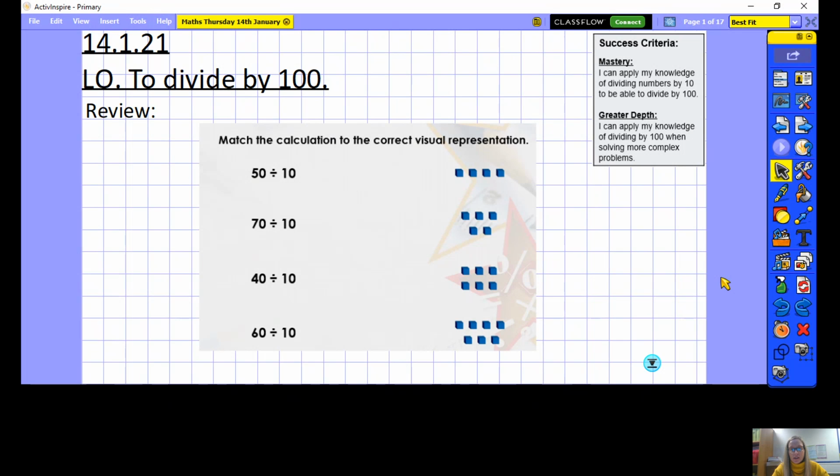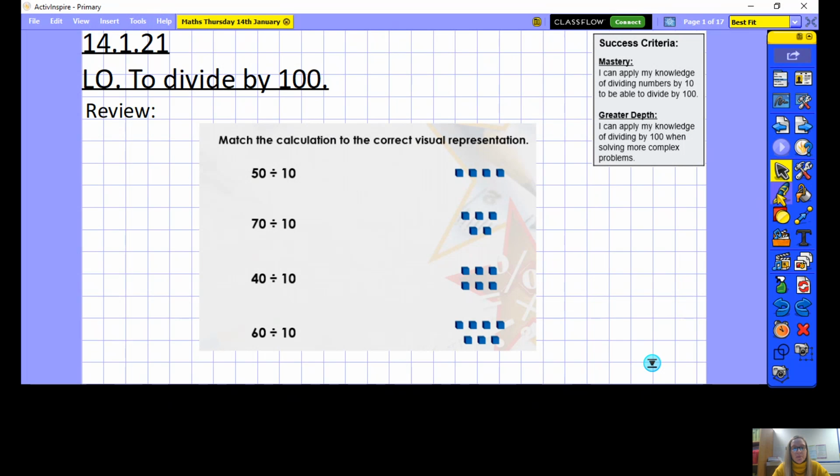Okay, brilliant. So our success criteria today is to be able to apply your knowledge of dividing numbers by 10 to be able to divide by 100, and to be able to apply your knowledge of dividing by 100 when solving more complex problems. So let's review your learning from this week so far. You've been learning to divide by 10.